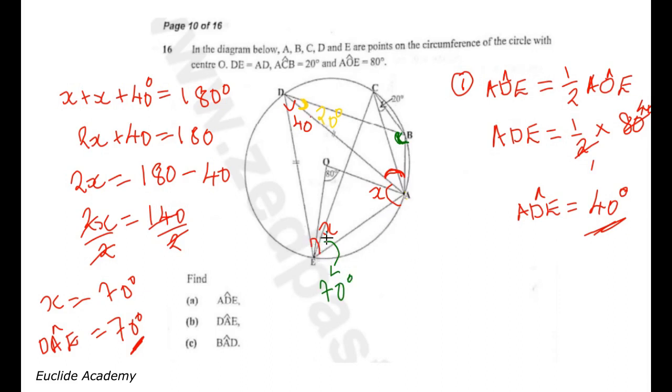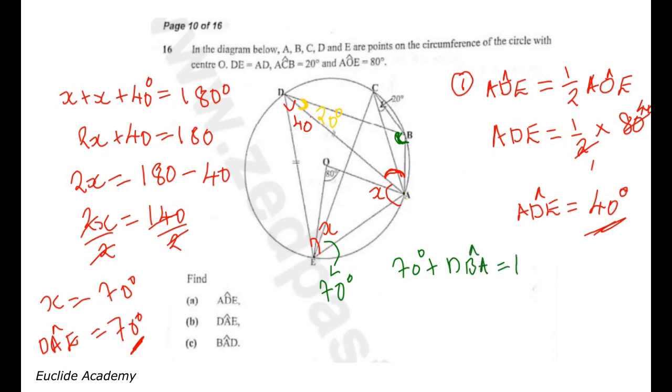So this is 70 degrees right here, and then what we're going to say is, since the opposite sides of a cyclic quadrilateral add up to 180 degrees, you're going to say 70 degrees plus this 70 degrees here plus the angle on B here, which we don't know, so we say this is angle DBA.